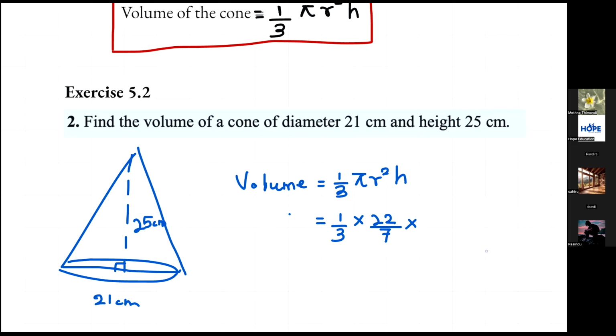So 21 centimeters is the diameter. What I want is the radius, right? So here r squared means I need two of the radius. So the radius is 21 divided by 2. The radius again because it's r squared, that is also 21 divided by 2. Multiplied by h, the height, that is 25.